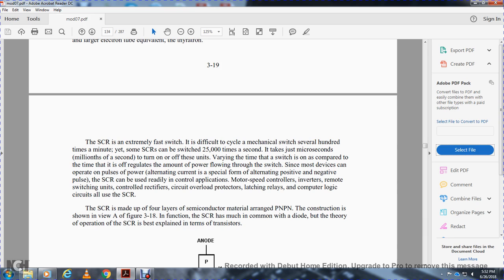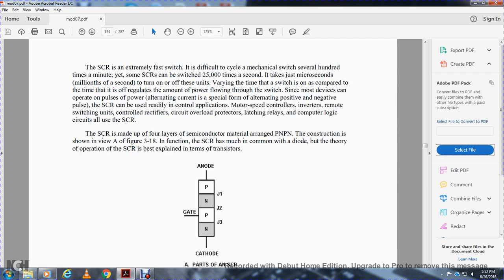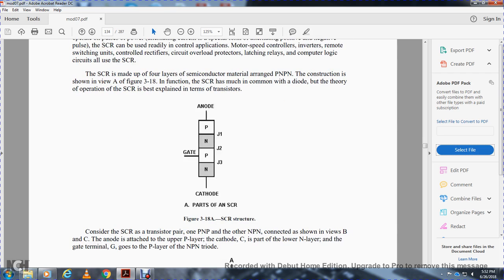Silicon controlled rectifiers can be used readily in control applications. Most speed controllers, inverters, remote switching units, overload protection circuits, latching relays, and computer logic circuits all use the silicon controlled rectifier. The silicon controlled rectifier is made of four layers of semiconductor material, positive and negative. The construction is shown in figure 3.8. The function of the silicon controlled rectifier has much in common with the diode, but its theory of operation is best explained in terms of transistors.